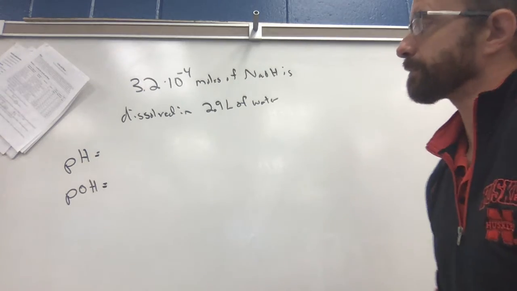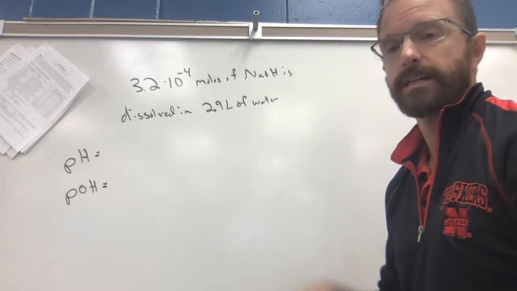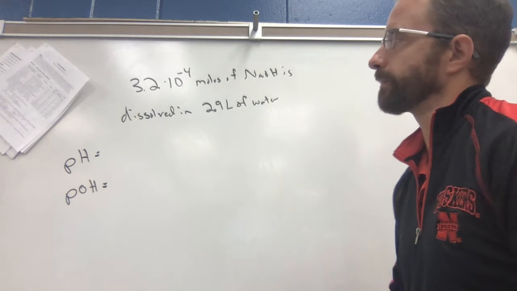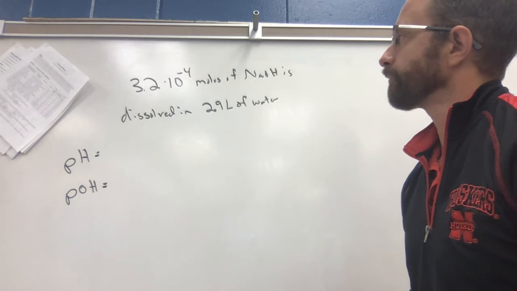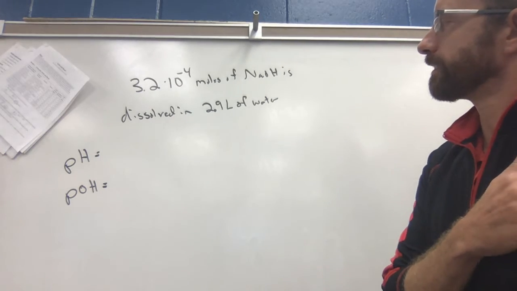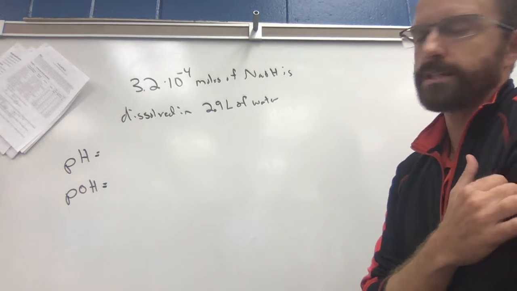So we take a look at this problem. This one, we're getting a little bit more complicated with each one of these. 3.2 times 10 to the negative fourth moles of sodium hydroxide is dissolved in 2.9 liters of water. What's the pH and what's the pOH?